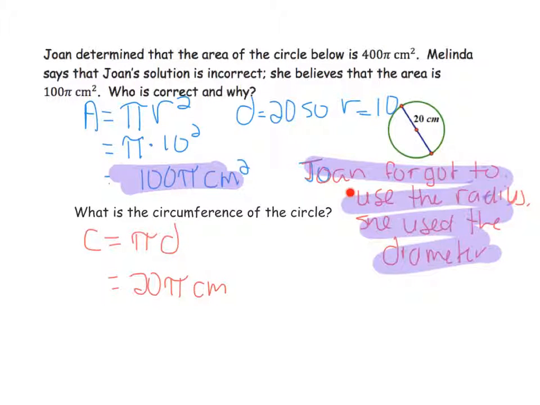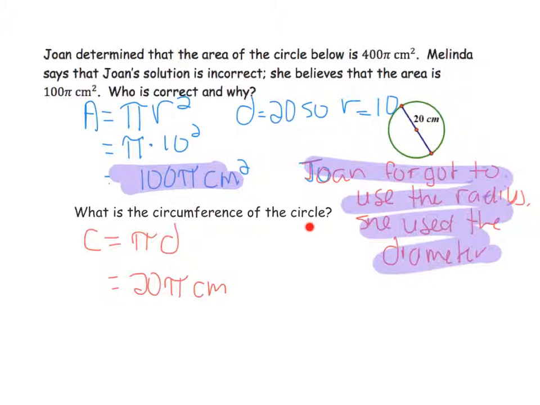And then I had to look at the problem. Okay, what would a common mistake be? Well, we had to split this in 2. 20 times 20 is 400 pi. So I knew that Joan forgot to use the radius. She used the diameter instead. So that was her mistake. So Melinda was correct. Joan was wrong.